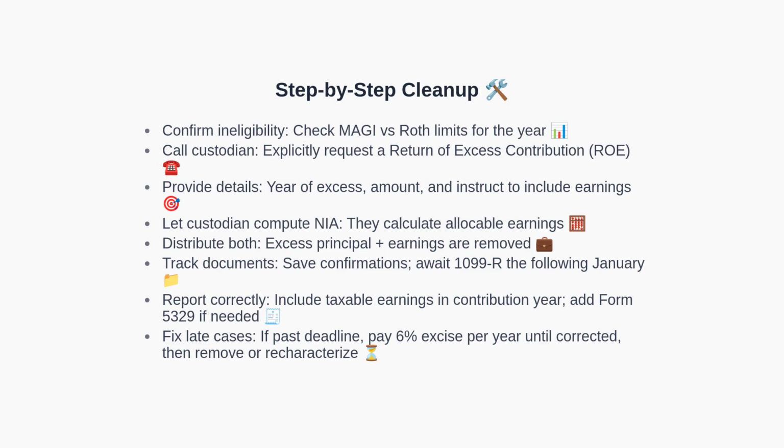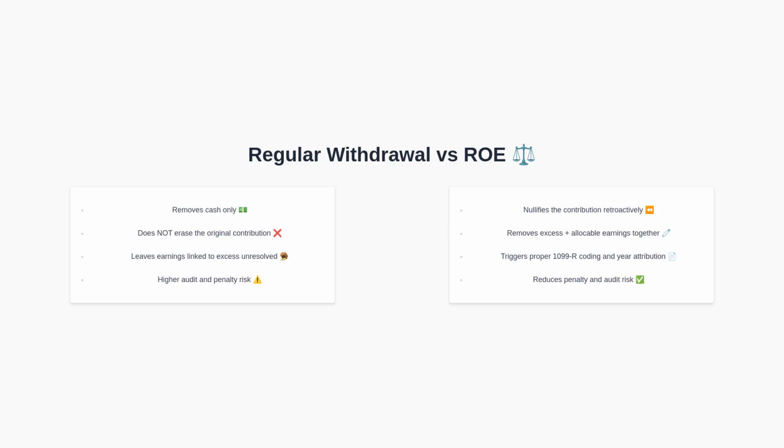of excess. On the left, a regular withdrawal merely removes money from the account but does not erase the original contribution. This leaves earnings tied to the excess unresolved and heightens audit and penalty risk. On the right, a return of excess contribution retroactively nullifies the contribution, removes both the excess principal and allocable earnings, and triggers appropriate 1099-R reporting. This process reduces penalties and audit exposure.